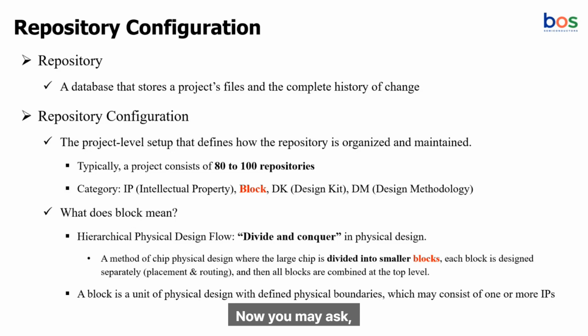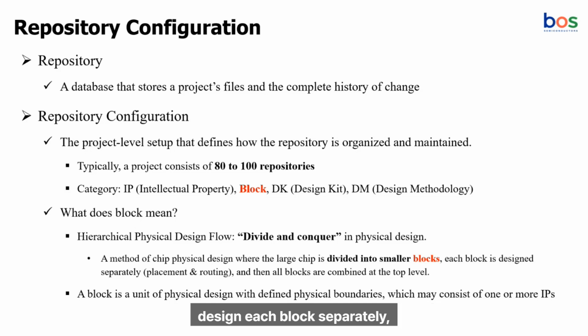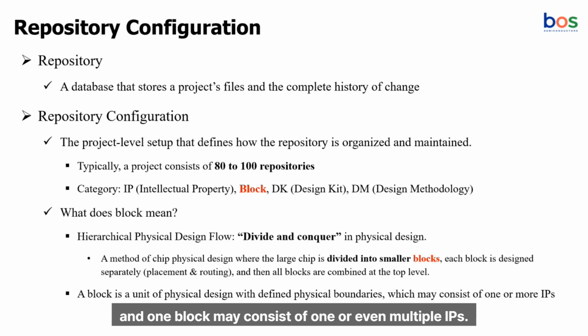Now, you may ask, what does block mean here? In the hierarchical physical design flow, block-based design follows the idea of divide and conquer. This means we divide a large chip into smaller blocks, design each block separately, including placement and routing, and then combine them all at the top level. So, in short, a block is a unit of physical design with clearly defined physical boundaries, and one block may consist of one or even multiple IPs.